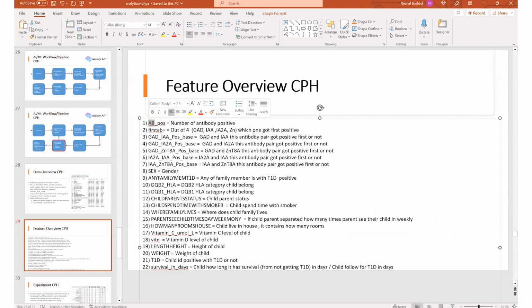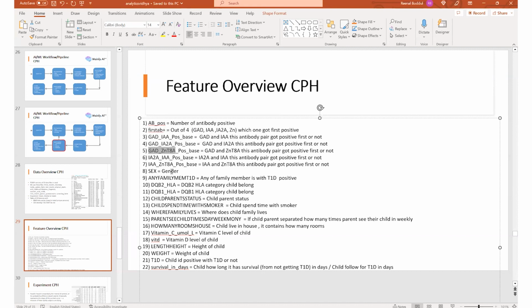Out of these 4 antibodies, the next feature tells us which antibody was positive first, whether it's GAD or IAA. The GAD and IA feature tells us whether the GAD and IA antibody pair was positive first or not, out of the four pairs. If this pair was positive, we mark it as 1, and if not, we mark it as 0. Basically, we check whether this pair of antibodies is positive or not. That's just a categorical variable we have created.